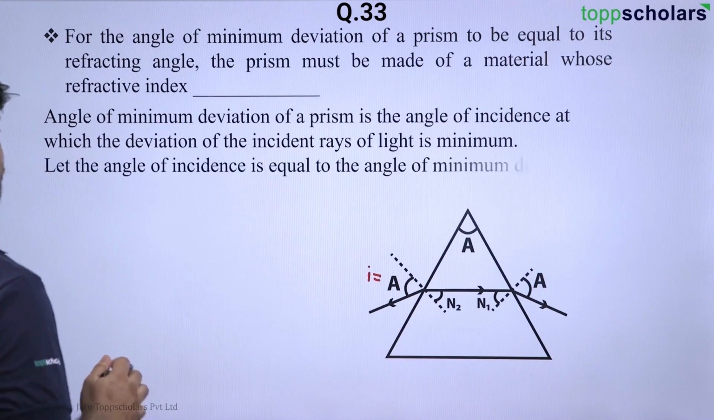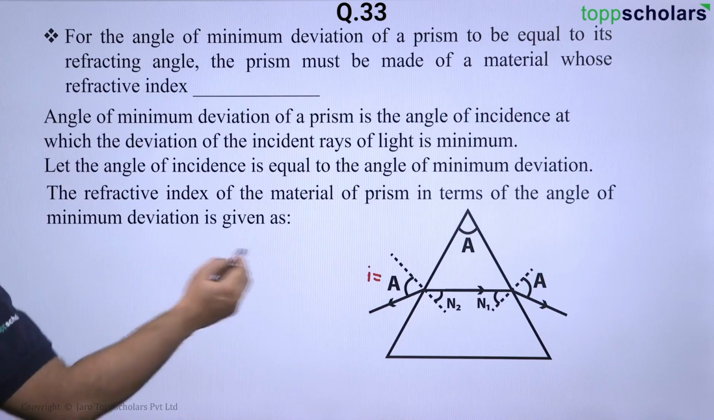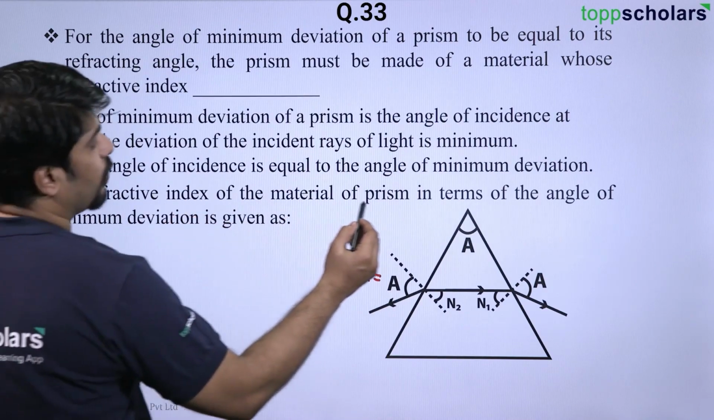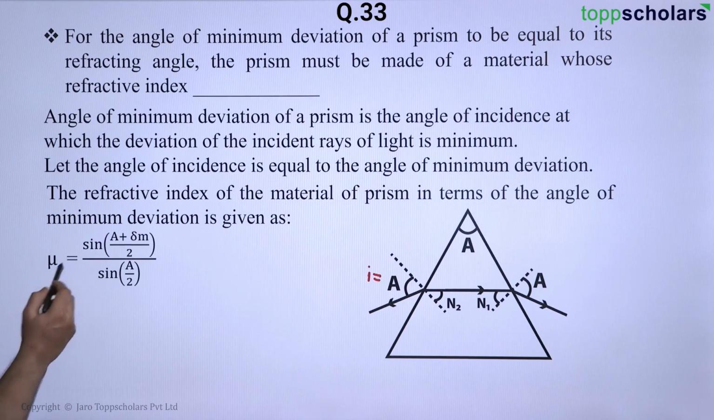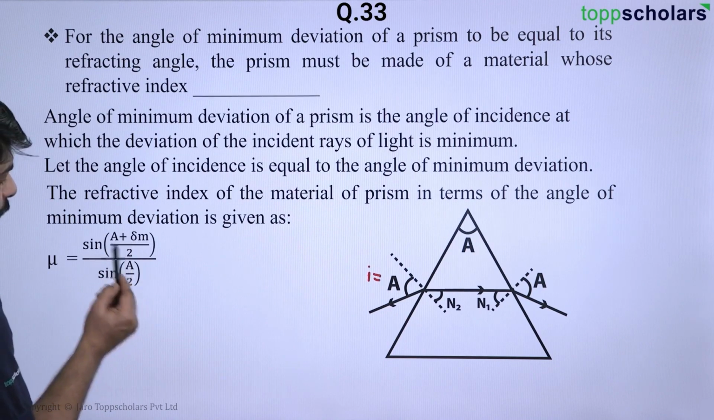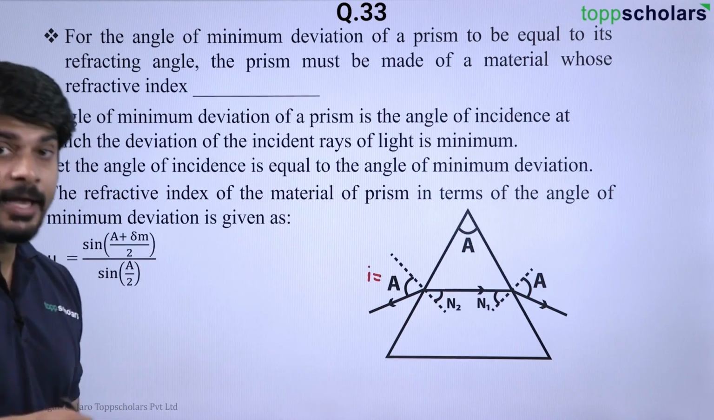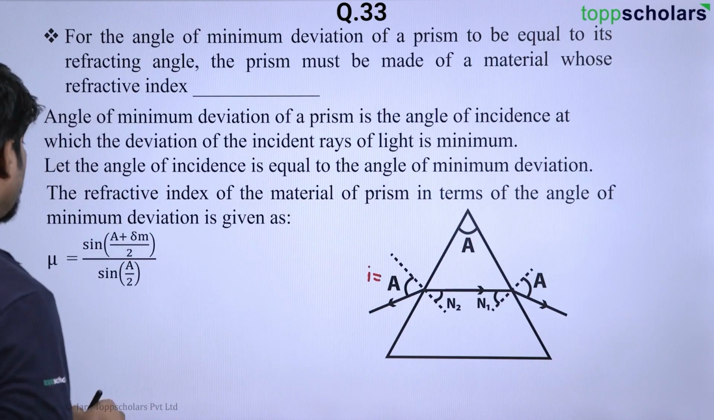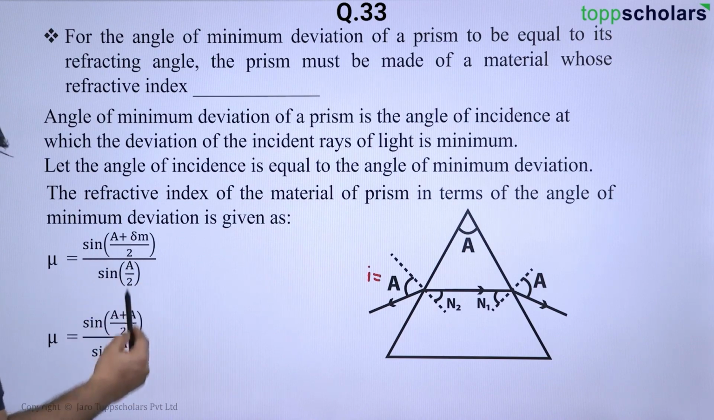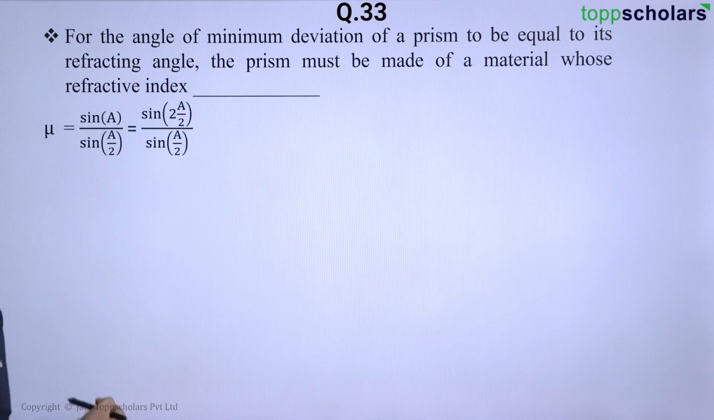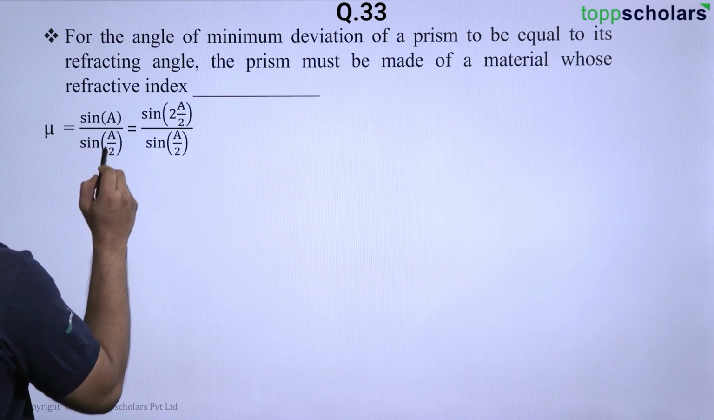Now, the refractive index of the material of the prism in terms of the angle of minimum deviation is given by this formula: mu equals sine of (A plus delta m) upon 2, divided by sine A by 2, where delta m is nothing but the angle of minimum deviation. So, what we will do, we will put delta m equal to A. After putting this, we get sine A upon sine A by 2.